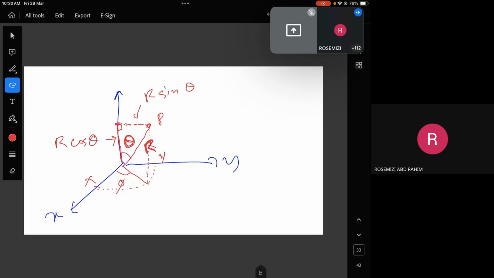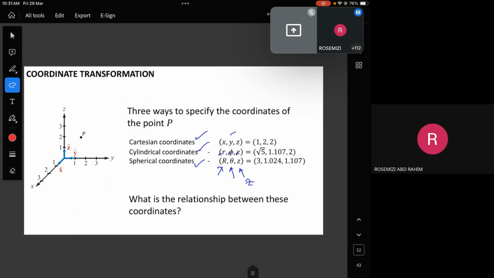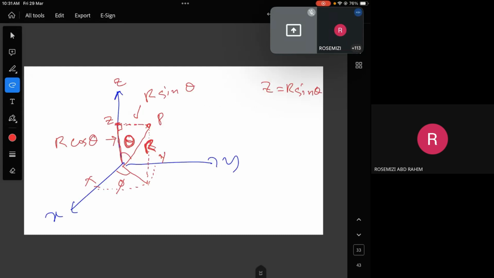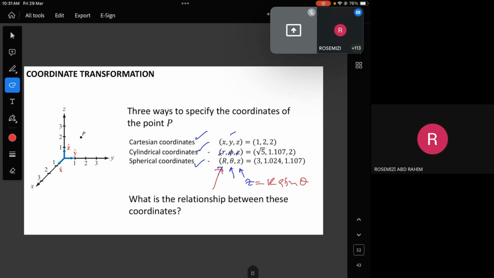This is Z. A coordinate for Z as this. Alright? So Z is equal to R sine theta. Okay, next is what is the value of R? So R is the distance here, theta. Okay, that is the value for spherical coordinate.